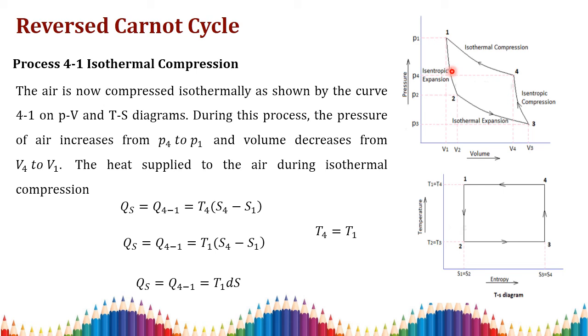Here also I am going to apply the entropy relation. Qs, heat is supplied here, so heat supplied is equal to temperature into change in entropy. Here the temperature is T4, that is T4 is equal to T1. We can also write Qs is equal to T1 into S4 minus S1. So this can be written as ds, the change in entropy. So heat supplied is equal to T1 into ds.